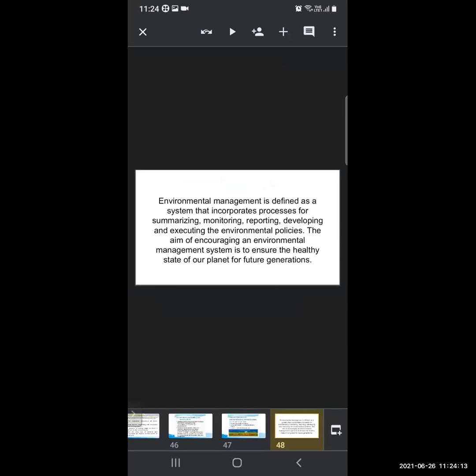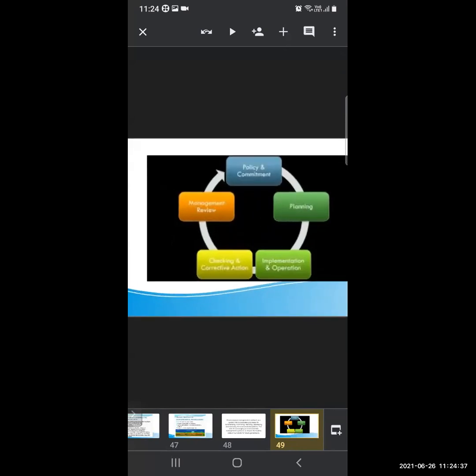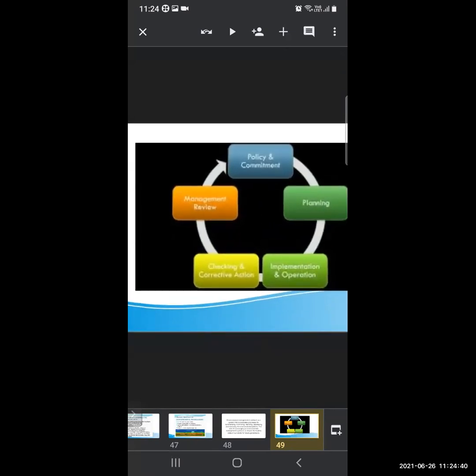So this is summarizing, monitoring, reporting, developing, and executing the environmental policies. The aim of encouraging an environmental management system is to ensure the healthy state of our planet for future generations. This is the policy commitment, planning, implementation and operation, checking and corrective action, management review.